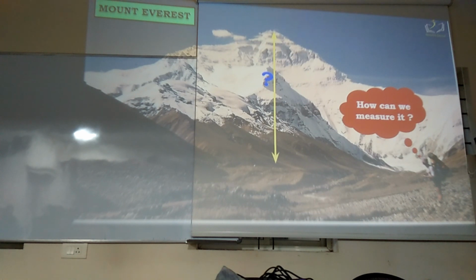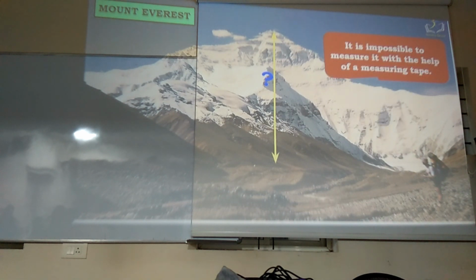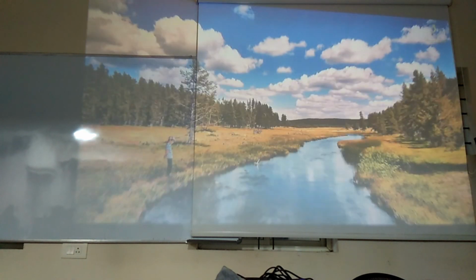You don't know how to measure, right? So, is it possible to measure using your tailor's tape, measuring tape? Or is your big construction measuring tape okay for it? No, not possible. So, how can you measure it? We will think about it later. We'll take one more scenario. The boy is standing out here.